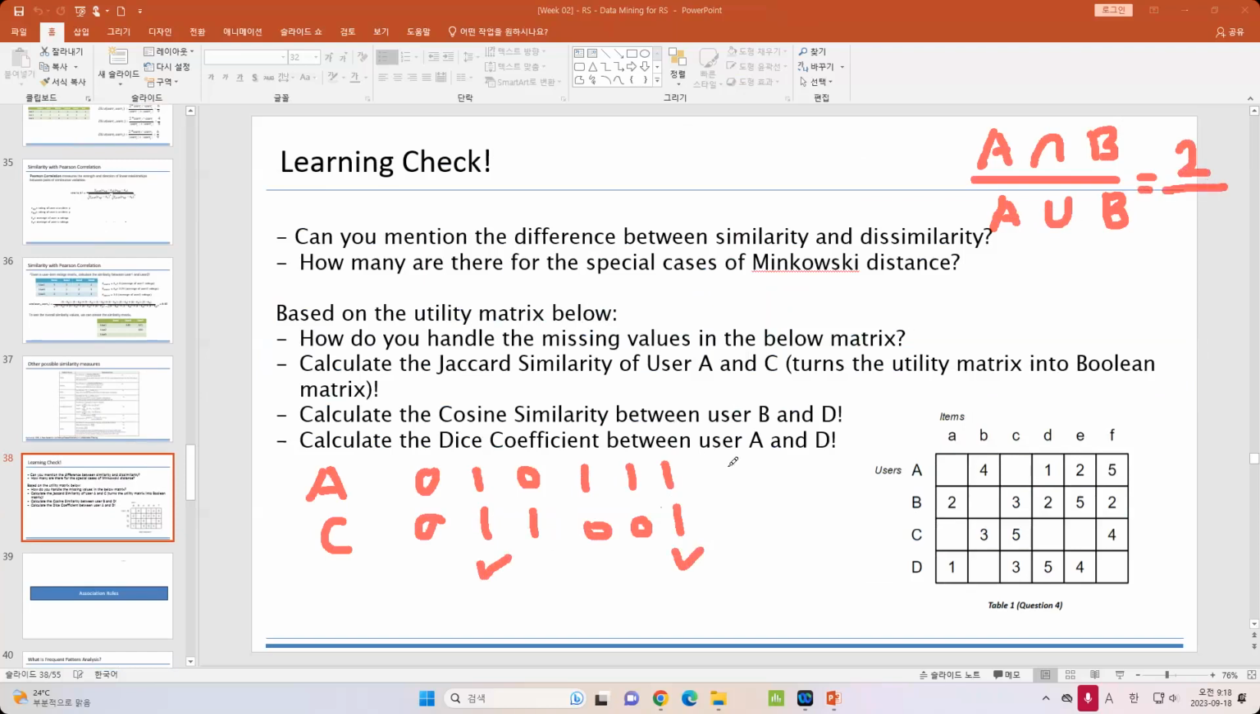divided by how many items from A and C are in the union. So we have 1, 2, 3, 4, 5. Then it is 2 divided by 5.